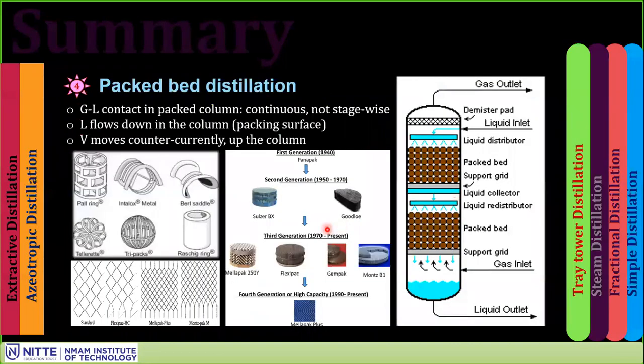In packed bed distillation, we have seen that packing materials are used. Here the mechanism is almost similar to the tray tower. The difference is the packing material. Two different types are there: random packing, for which we have seen three generations, and structured packing.